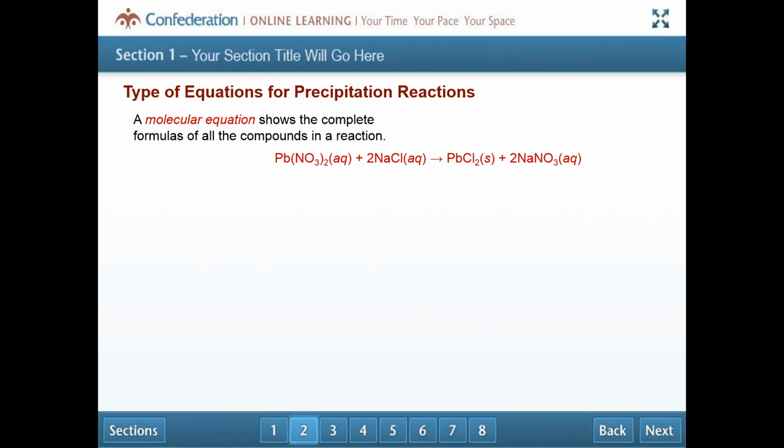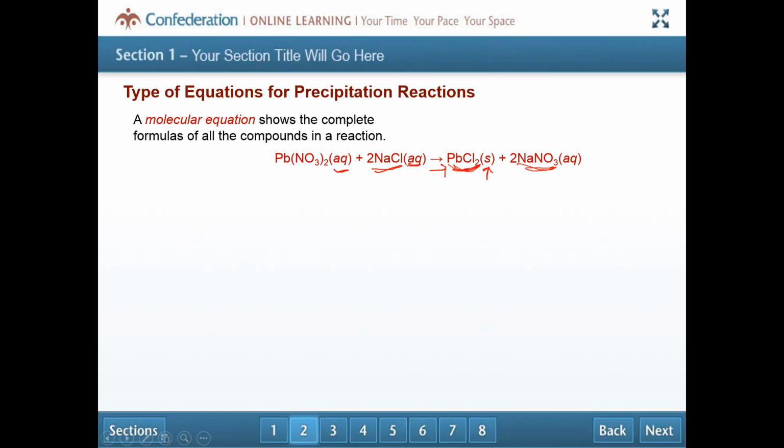So as always, we've got our arrow, we've got our reactants on the left, and our products on the right. Here we've got lead(II) nitrate, and it's aqueous, so it's floating around as ions. And then we've got sodium chloride. Again, they're both in an aqueous solution, so they're both in water. And then what happens is the lead and the chloride come into contact with each other and they form a solid. All right, so then here we've still got sodium and nitrate floating around. Those are still just floating around, and that's why it says aqueous there.